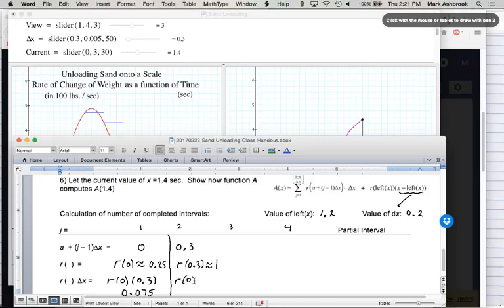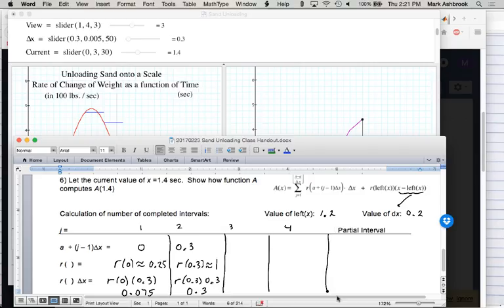0.3 times 0.3 equals. Okay, so let's just decide on what these approximate rates are, and I'll let you do those two. We'll just keep going together.